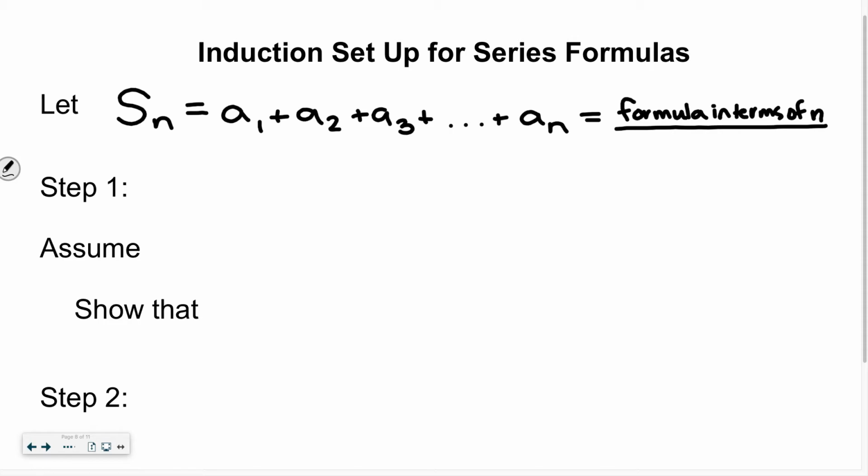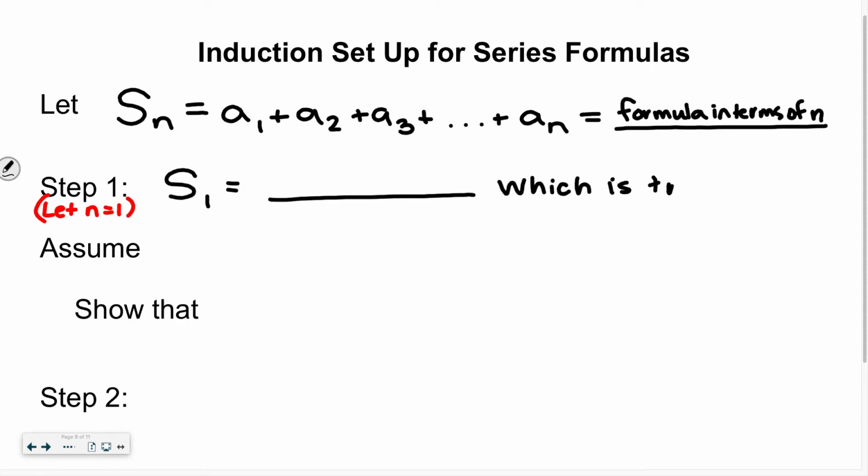All right, step 1. This is what I call the base step. And this is when you let n equal 1. Side note. So step 1 is letting n equal 1. So we're going to do S sub 1 equals. You're going to actually plug 1 in for n. So make that substitution. Work it out in this formula, whatever it is. And then show that it's true. I usually just say something like, which is true.